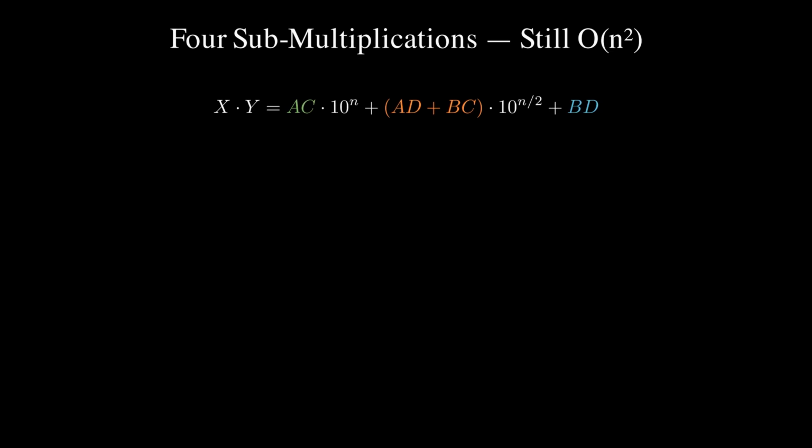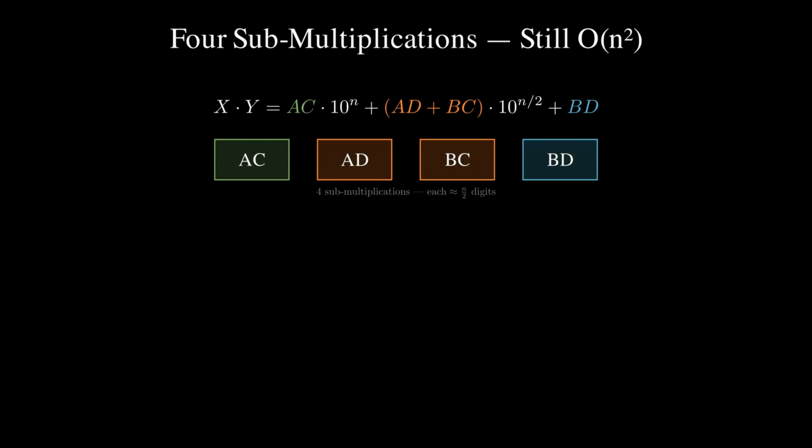Expanding the full product gives 3 separate terms. First, ac times 10 to the n. Second, the quantity ad plus bc, that whole sum times 10 to the half n. And third, bd standing alone. 4 sub-multiplications, each operating on numbers half the size of the original.